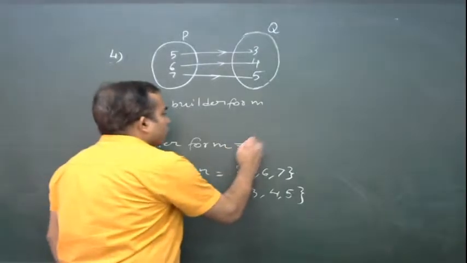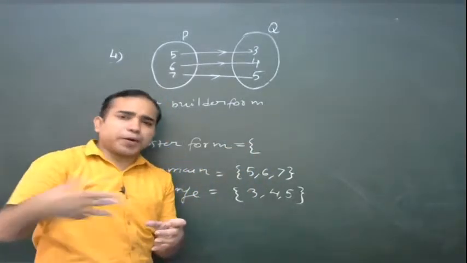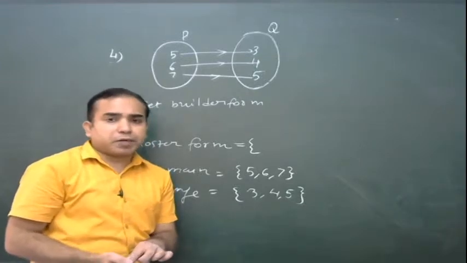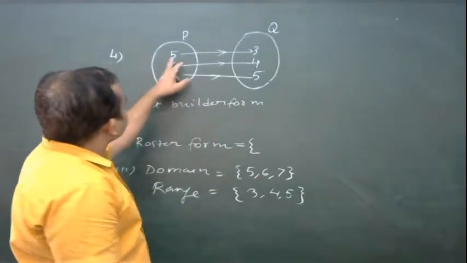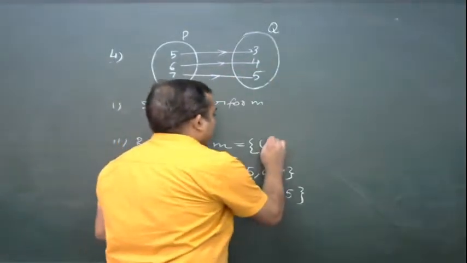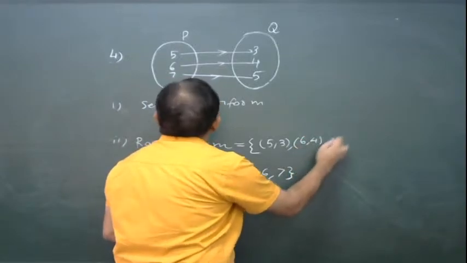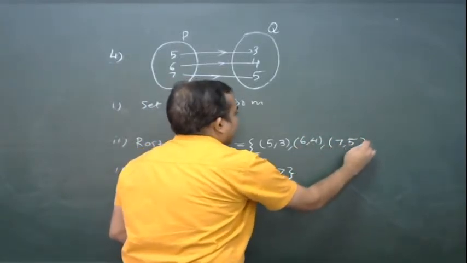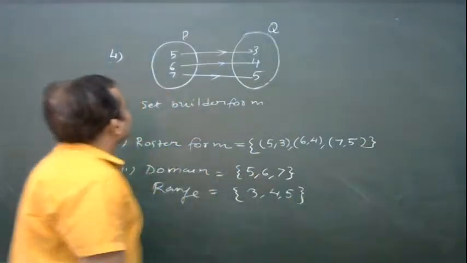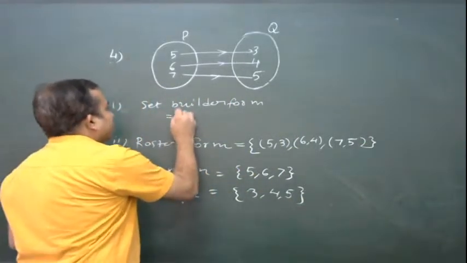Roster form means you write the relation and write all the ordered pairs that it contains. How will you form ordered pairs? Ordered pairs means (5, 3), like this, (5, 3), (6, 4), (7, 5). Okay, right. And now I have to write set builder form.